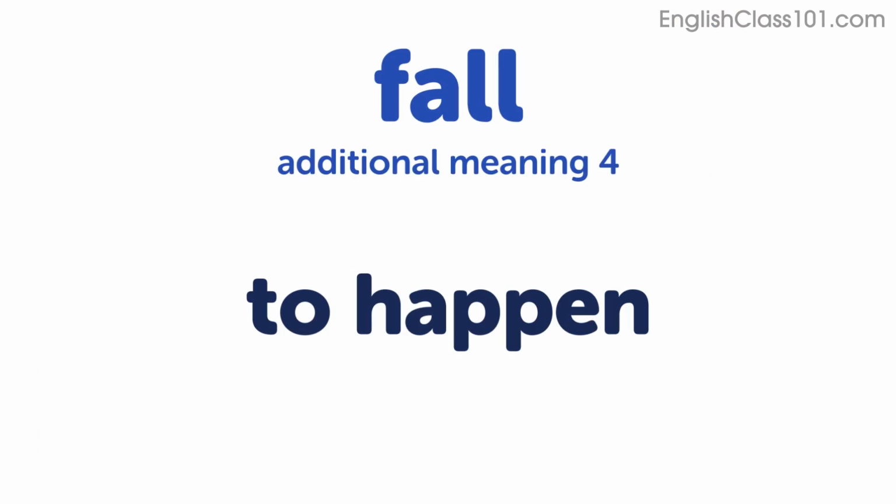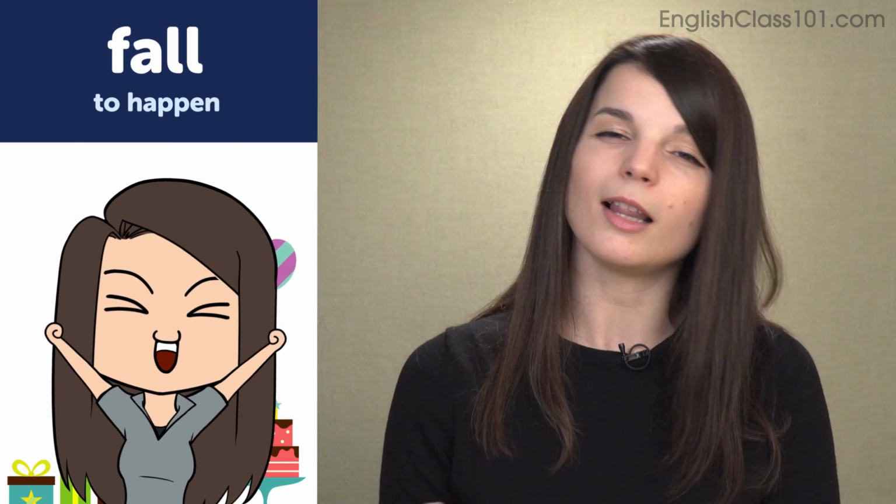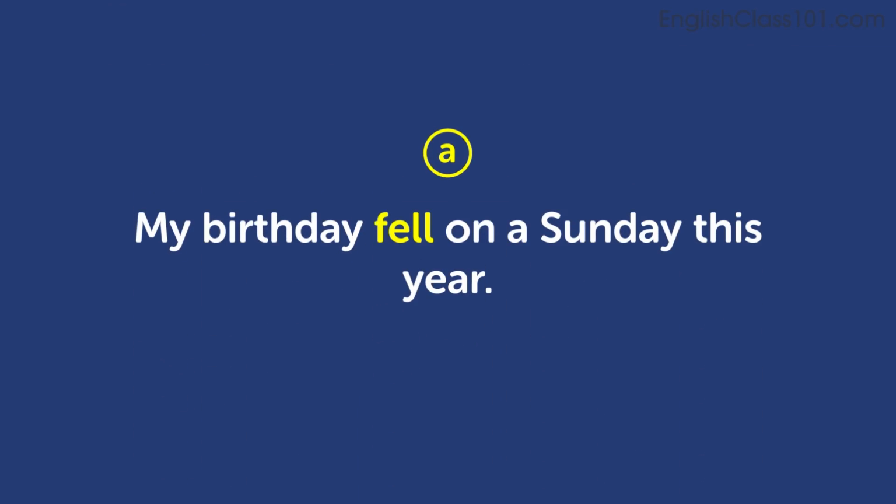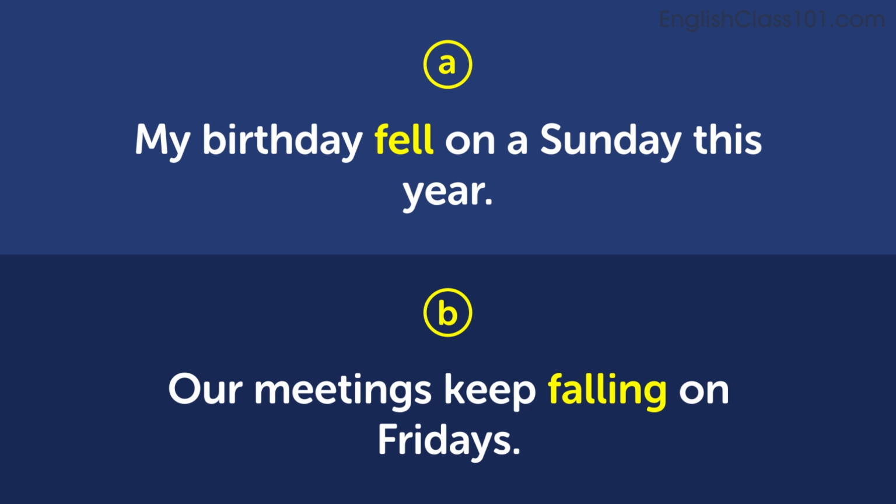The fourth meaning for this verb is to happen. So we use this a lot for holidays, birthdays, celebrations. You'll see. Let's look at some examples. My birthday fell on a Sunday this year. Our meetings keep falling on Fridays. Okay, in the first example sentence, my birthday fell on a Sunday.